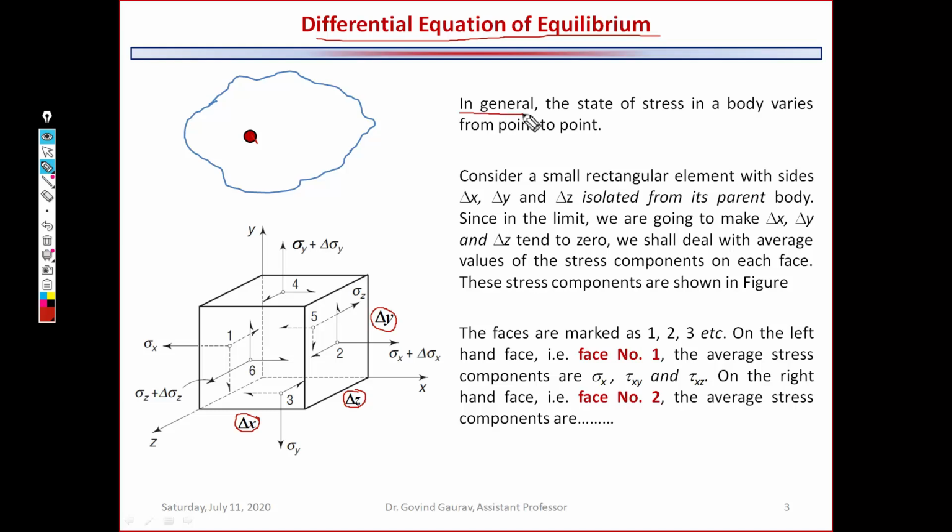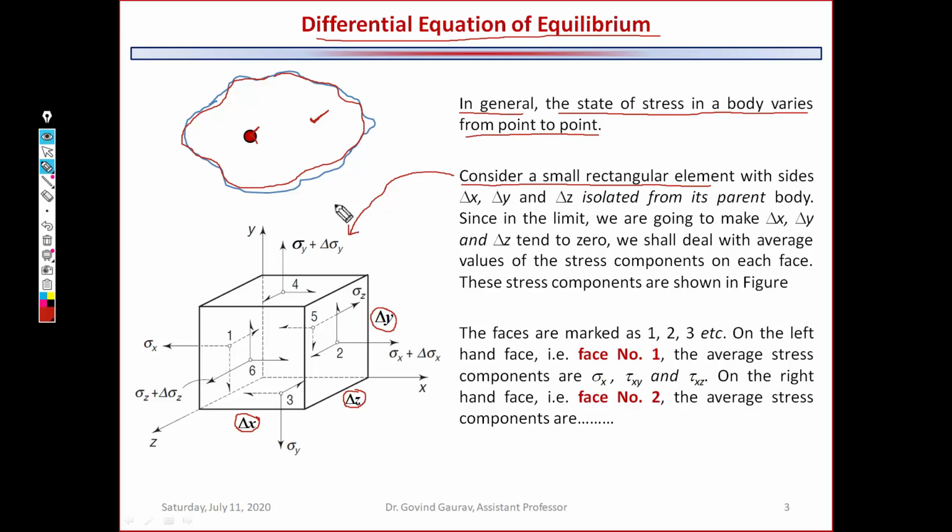So in general, the state of stress in a body varies from point to point. If we consider this as a continuum, the state of stress present at this point and the state of stress present at this point will be different. So we define the state of stress from point to point. In order to achieve it, consider a small rectangular element. So this one is a small rectangular element. We are always defining a stress at a point, and it is difficult to define a stress for a point.